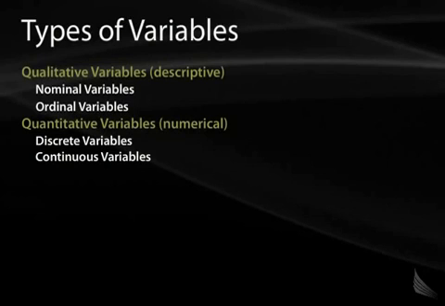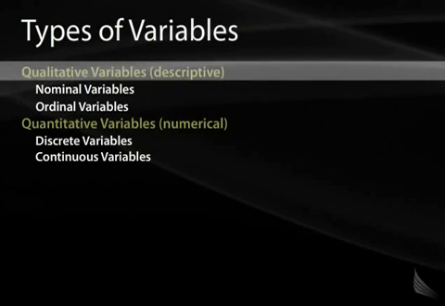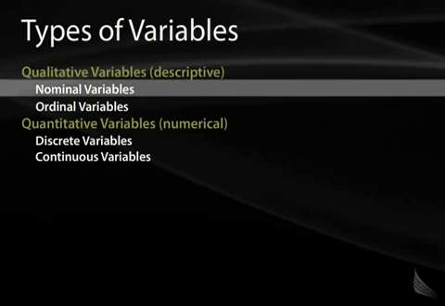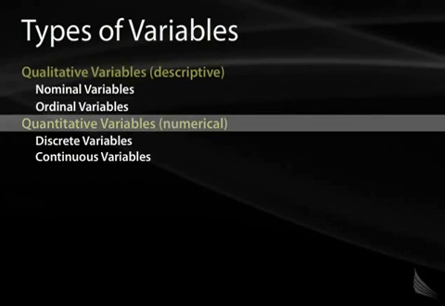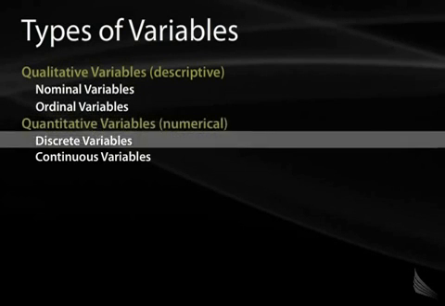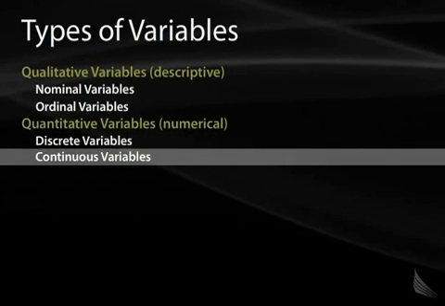There are two broad classes of variables. There are qualitative or descriptive variables and quantitative or numerical variables. Within the category of qualitative, variables can be nominal or ordinal, and within the category of quantitative, variables can be discrete or continuous. We'll describe these more fully in the subsequent slides.